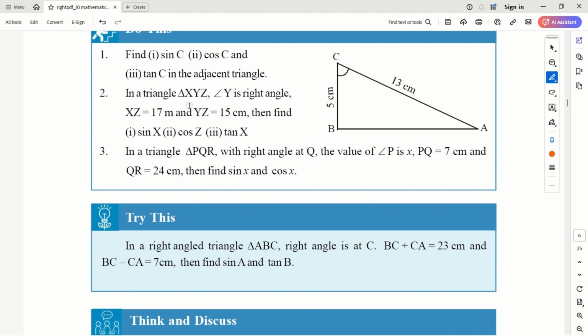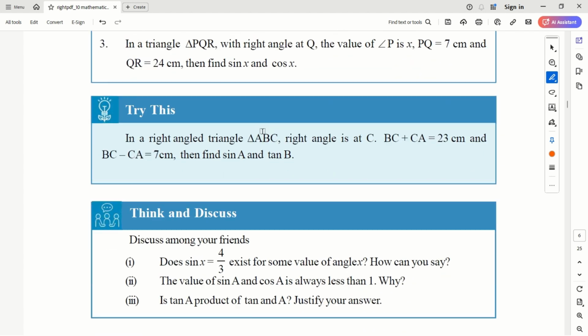So this is also similar. You just draw the right angle triangle. XY, YZ are given, so you can find the third side. And then you just have to use opposite by hypotenuse, adjacent by hypotenuse, and opposite by adjacent. Those three you will use.